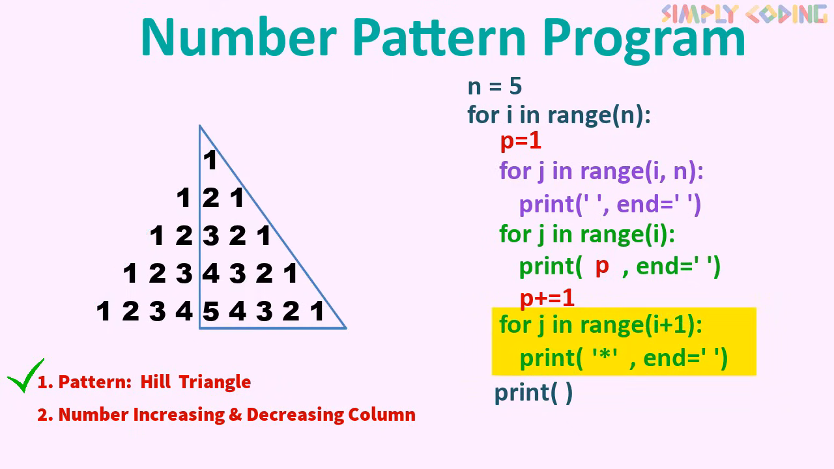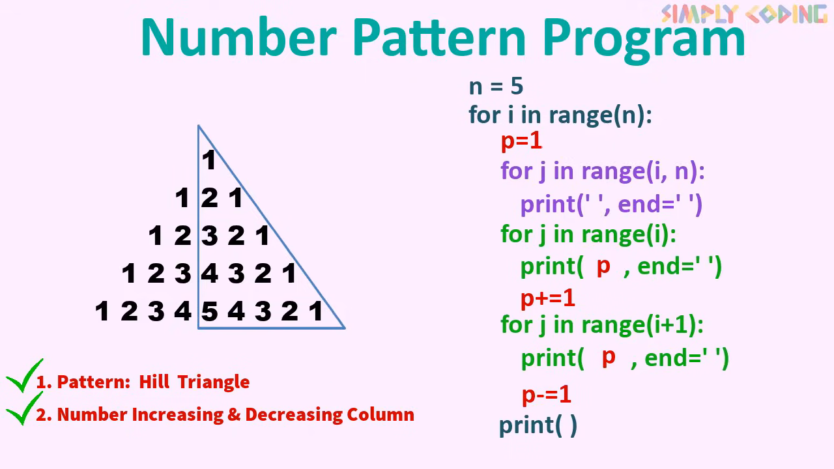In the next loop, we are actually just decrementing the same p, so we will just replace star with p and decrement p after the print statement. This should give us the right half and the required pattern.